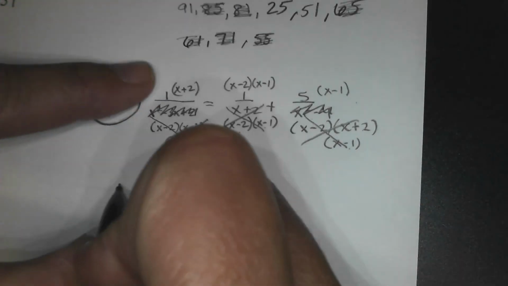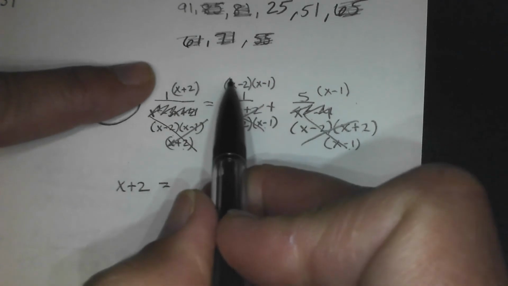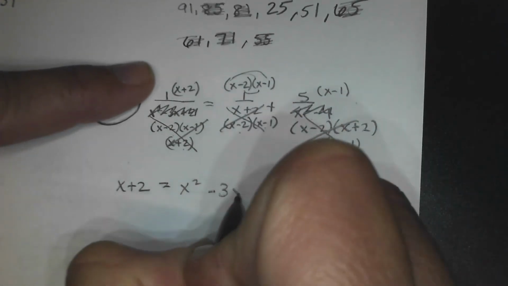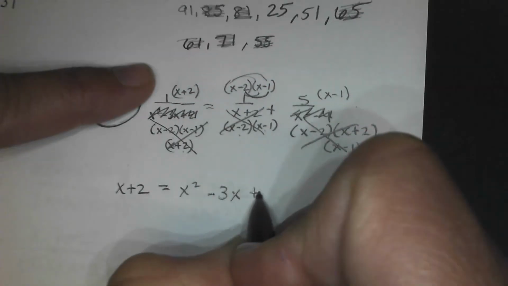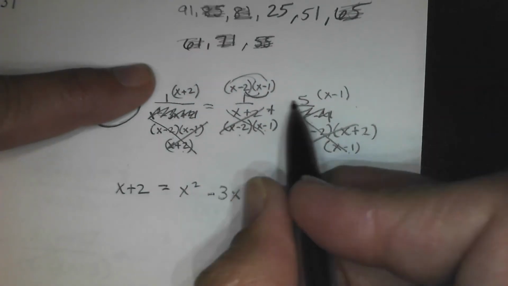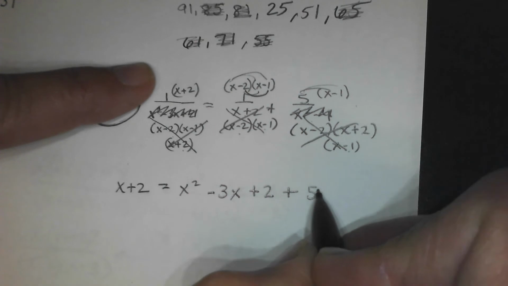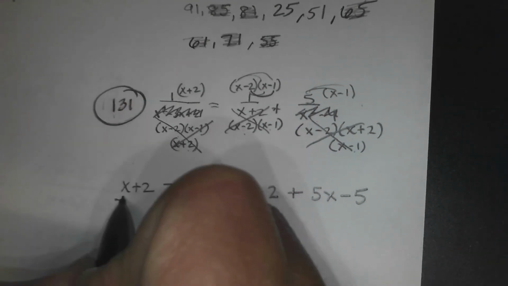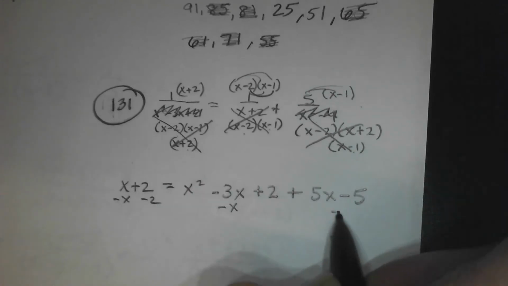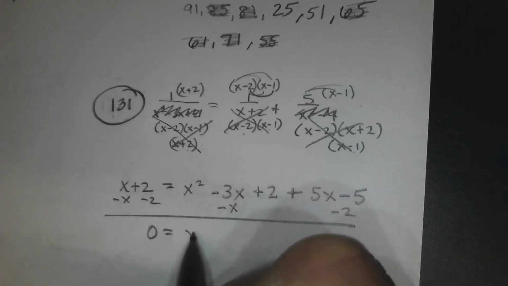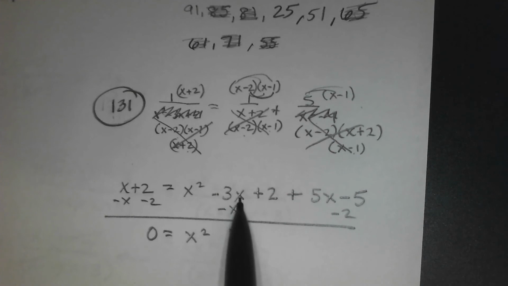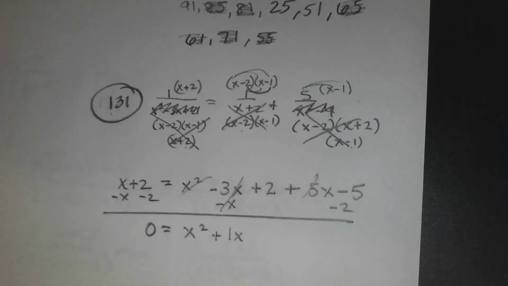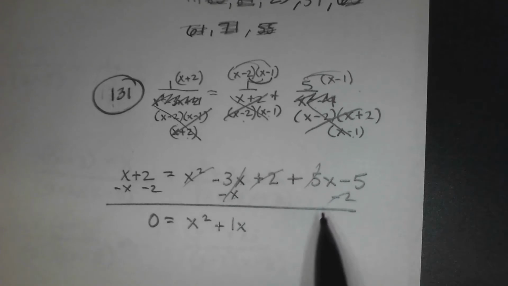So 1 times x plus 2 is just x plus 2. FOIL here, I get x squared minus 1x minus 2x is going to be minus 3x, and negative 2 times negative 1 is going to be plus 2, plus 5 distributed to the x minus 1, 5x minus 5. It's a quadratic. I'm going to subtract this x over and subtract this 2 over, get it equal to 0, and I have x squared, negative 4x plus 5x is going to be plus 1x. Got all that accounted for. And then the 2 minus 2 is going to cancel, so I just have minus 5.